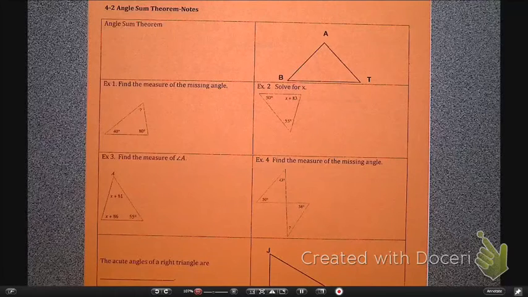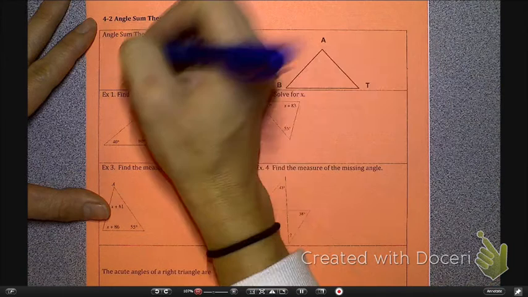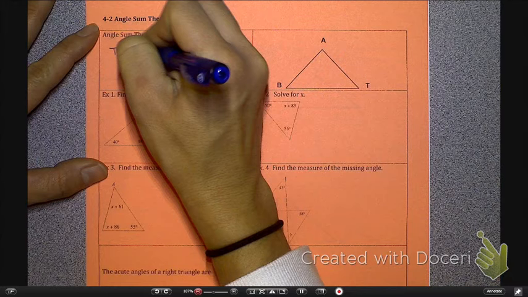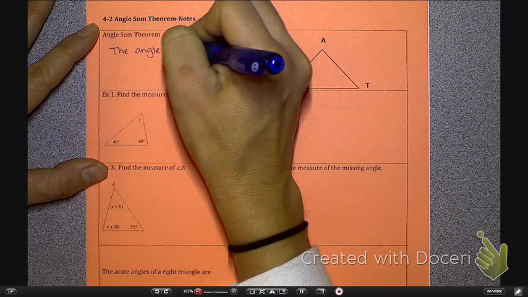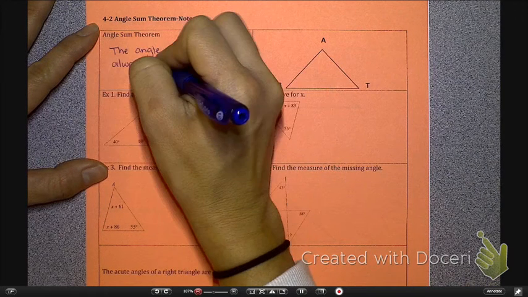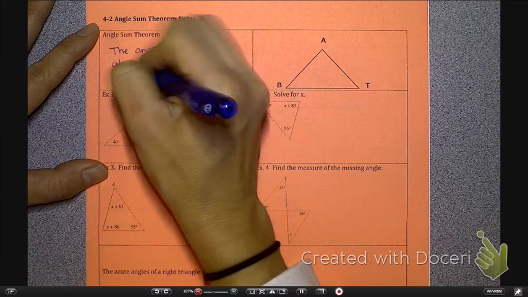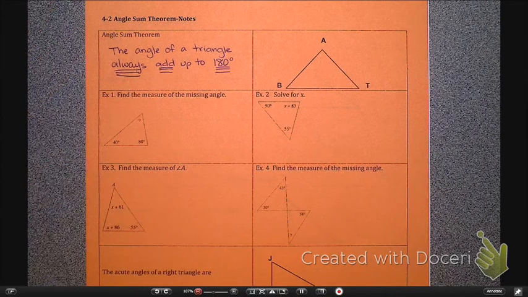All right, so the angle sum theorem, this is what we're going to be learning about today. So what does the angle sum theorem say? It says the angles of a triangle always add up to 180 degrees. Berto, write this down. Okay, so that's what the angle sum theorem says.